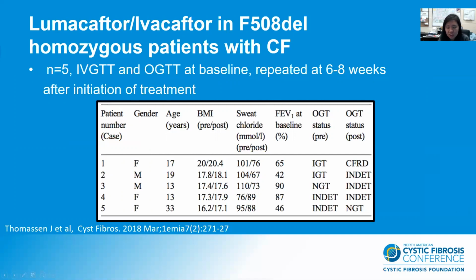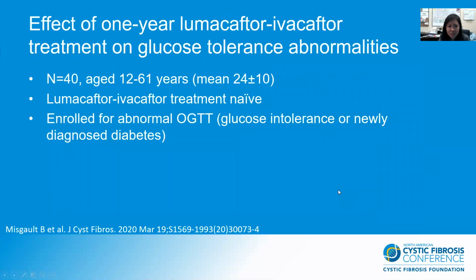So you can see that one subject with impaired glucose tolerance had actually progressed to CFRD, and one subject had reverted to normal glucose tolerance, and otherwise the results were overall more variable in this case.